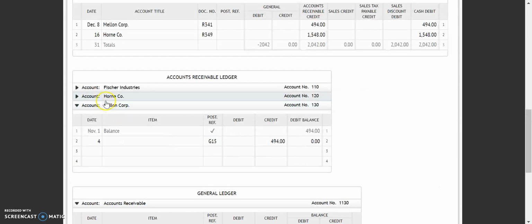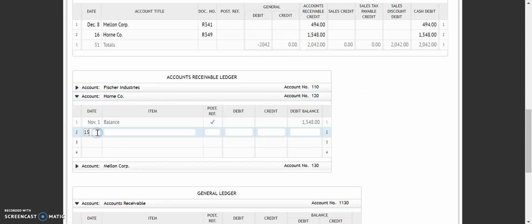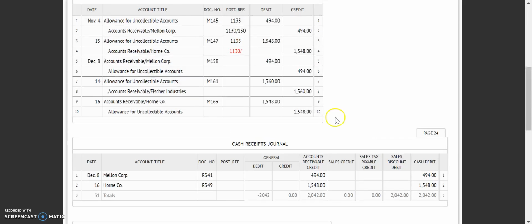So we go down to our accounts receivable ledger. On the 15th, we go G15. This is a credit for the 1,548. And again, you're going to be zeroed out there. So we bring up our account number 120 right up there.